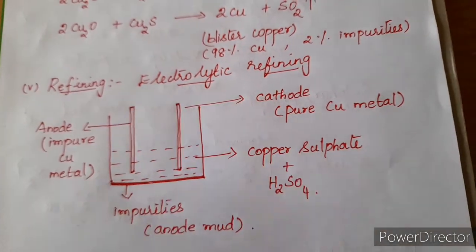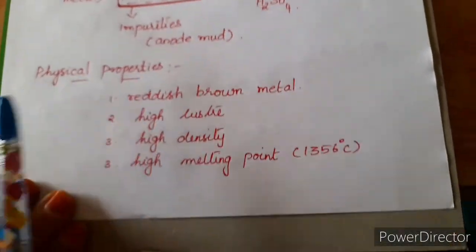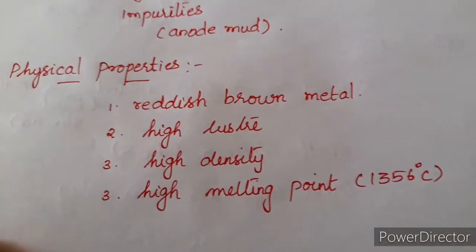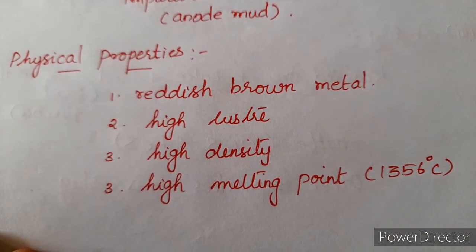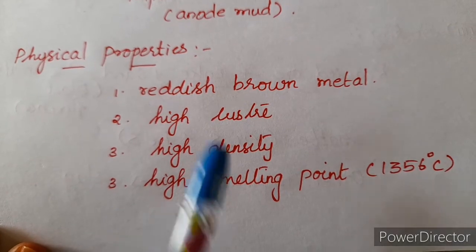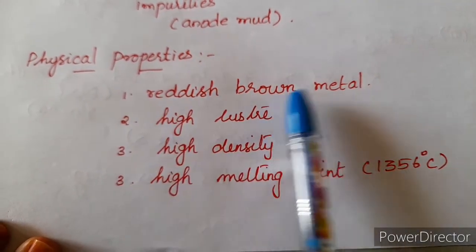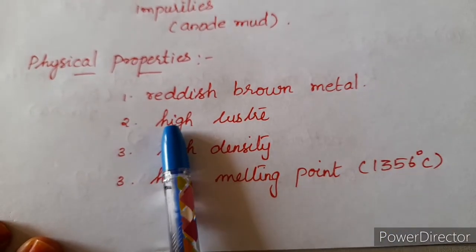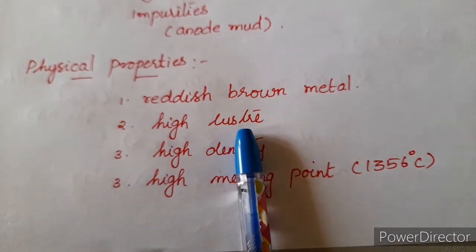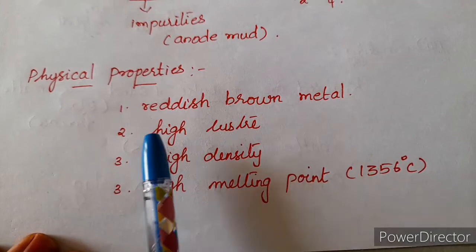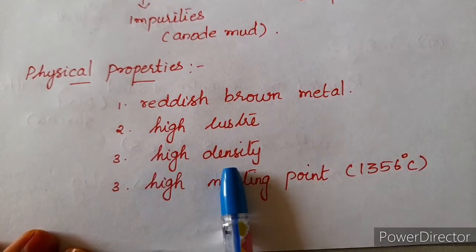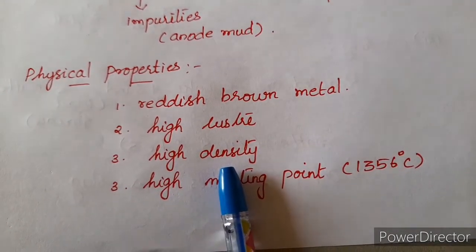Deposited at the cathode. The next one is the physical properties. Now copper is a reddish brown metal, isn't it? We use copper at home, the copper utensils that you can see at home. So this is the reddish brown metal, and it has high luster, in the sense shining. Metals usually have lustrous properties. So this has high luster, and high density, in the sense mass by volume, the weight.